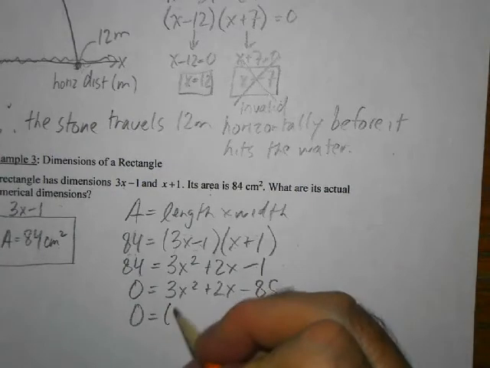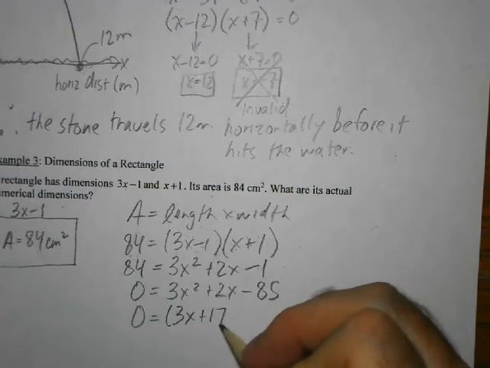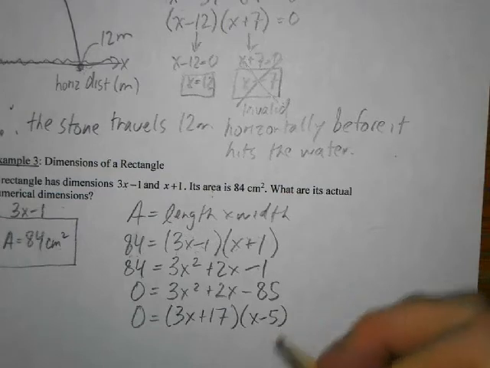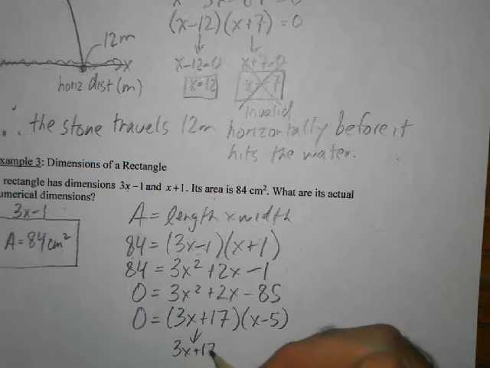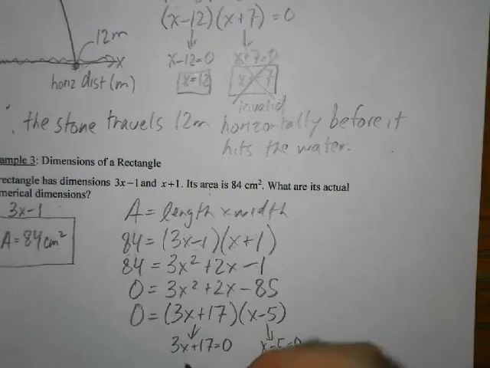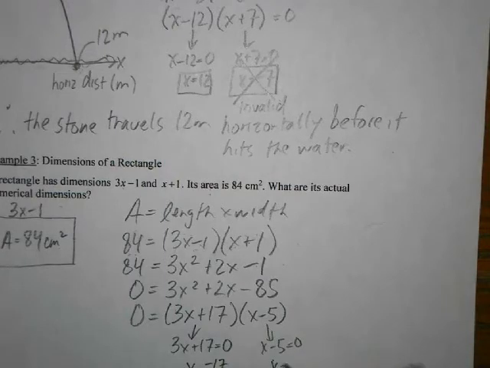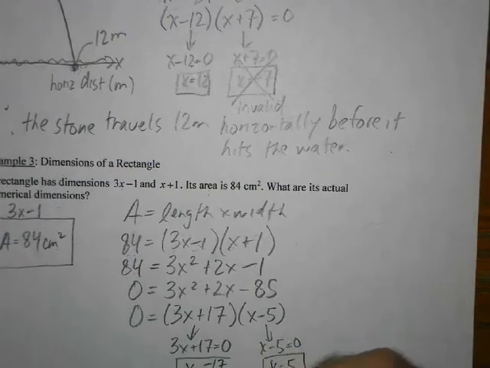So the factors work out to be 3x plus 17 and x minus 5. So now we can set these equal to 0. 3x plus 17 equals 0. X minus 5 equals 0. And once I subtract 17 and divide by 3, I get x equals negative 17 thirds, and x equals 5 when I add 5 to both sides. Okay, so again, I got two answers.